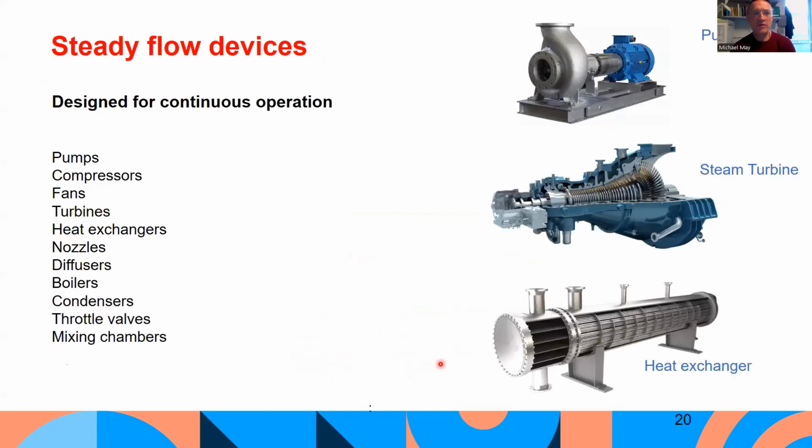So steady flow devices are devices that are designed for continuous operation. And there's a list of them here: pumps, compressors, fans, turbines, heat exchangers, nozzles, diffusers, boilers, condensers, throttle valves, mixing valve chambers, and so on. So I want to apply the steady flow energy equation to some of these different devices and show how it's applied.